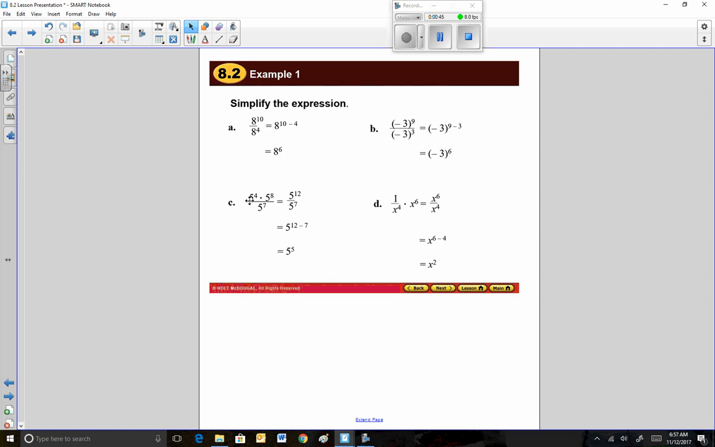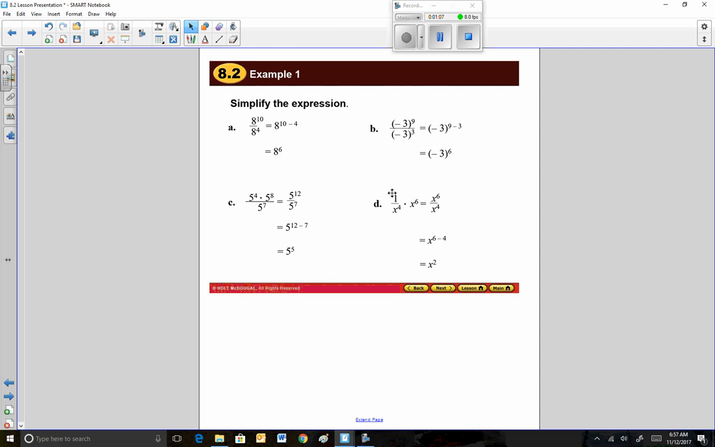Over here, we have to multiply across the top because this division bar that's right here actually acts as a grouping symbol. So we have to work on the top first. So we get 5 to the 12th, divided by 5 to the 7th, and then we simply subtract the exponents since they have the same base. So 12 minus 7, 5. 5 to the 5th power.